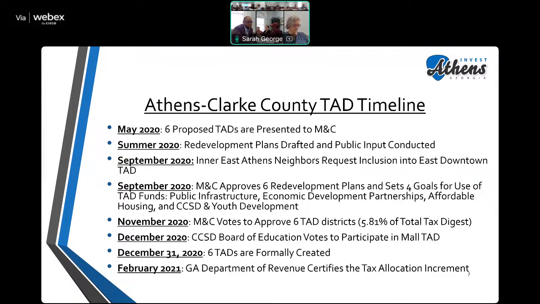Let's touch on that in a minute. All right, so in November, it was voted to approve 6 TAG districts. Based on the parcels that we did formulate those 6 areas, it totaled about 5.81% of our tax digest based on those 2020 numbers. That's important. Bring that up a little bit later too. And then on December 31st, it's always December 31st, 6 tags were formally created. Now, the Georgia Department of Revenue has an opportunity to either certify the tax amounts at that time, or they have 60 days. In this case, they did take that time and they certified everything, giving us that tax base by February 2021.